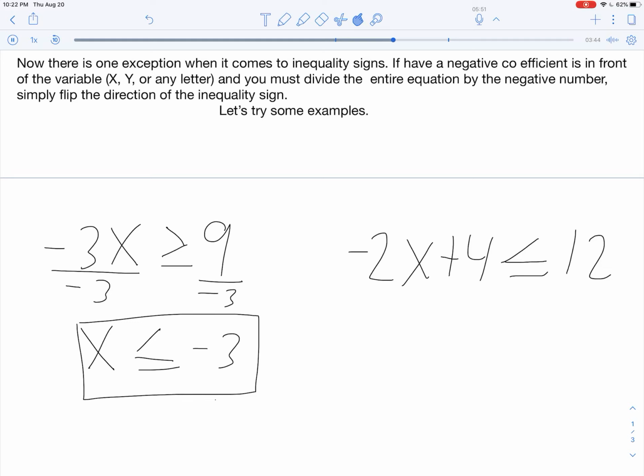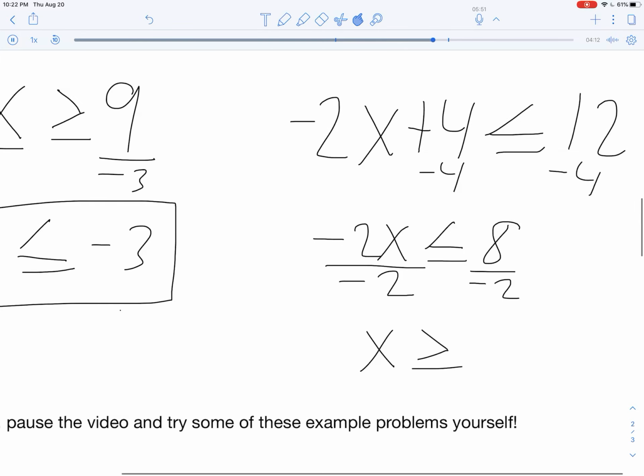Okay, now we have negative 2x plus 4 is less than or equal to 12. So we're adding 4, so we subtract both sides by 4. Now we have negative 2x is less than or equal to 8. Divide both sides by negative 2. Now we're dividing both sides of the equation by a negative number, so now x is greater than or equal to negative 4.